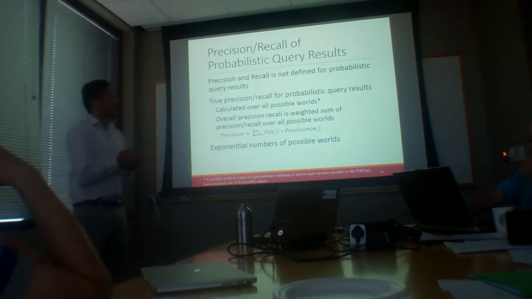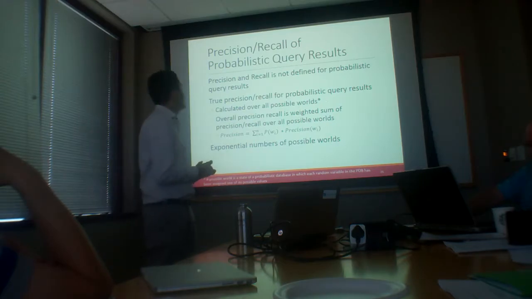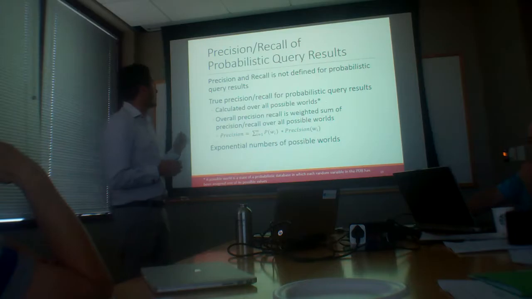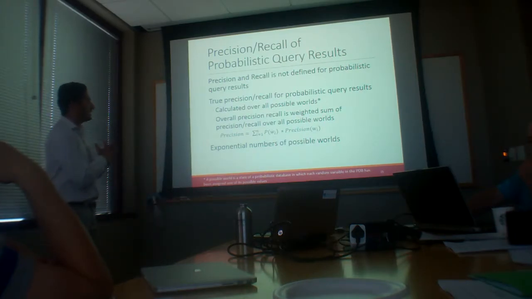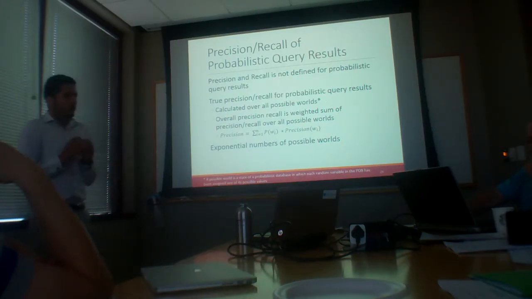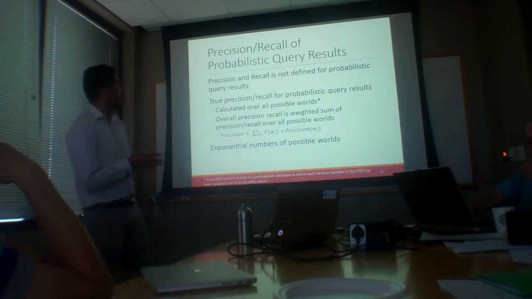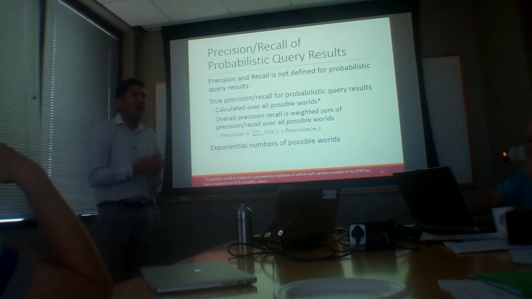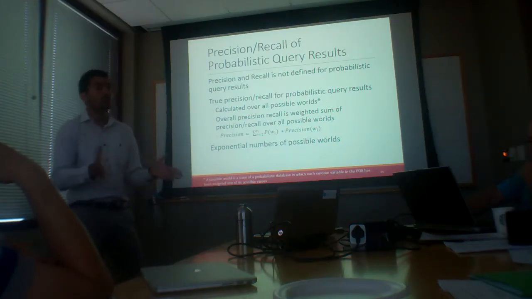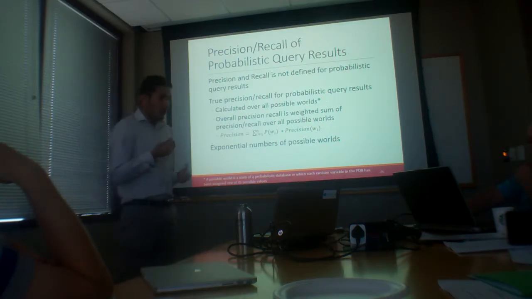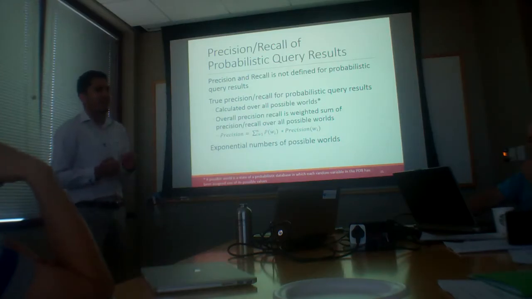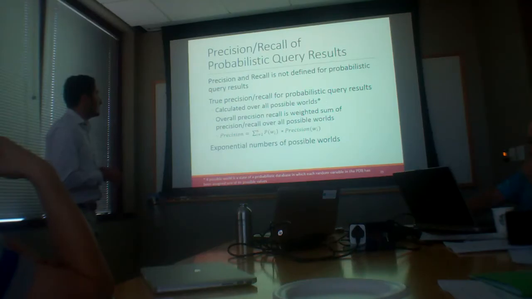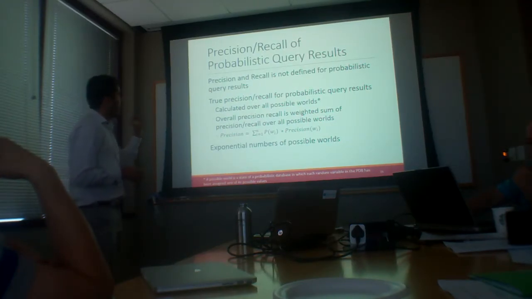Now there is a problem associated with the computation of precision and recall of probabilistic query results. Since probabilistic query results do not have a standard precision and recall defined for them, we need to define them. Computation of precision and recall over the probabilistic query results is not so simple. If you want the true precision and true recall, you have to compute them over all possible worlds. A possible world is a state of the probabilistic database in which every random variable is given a particular value.